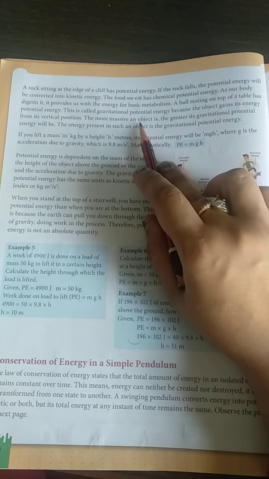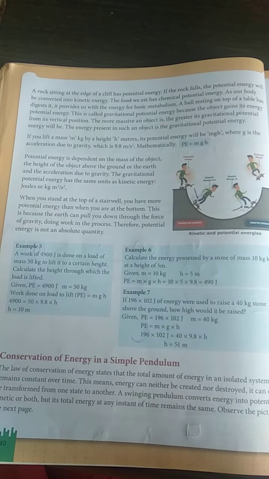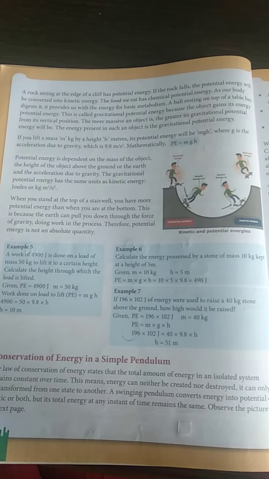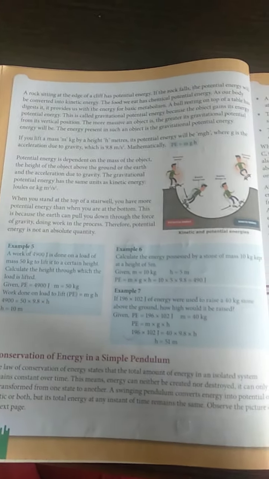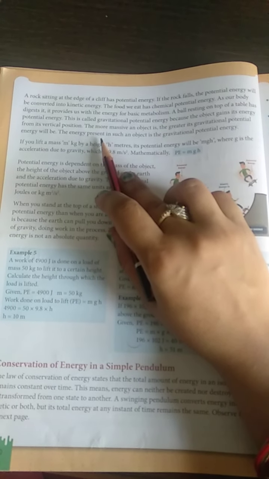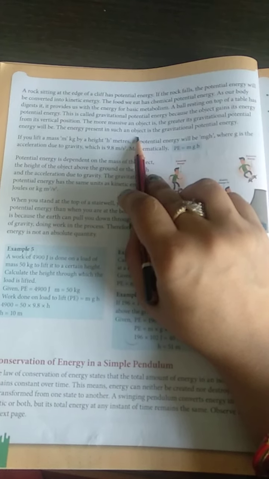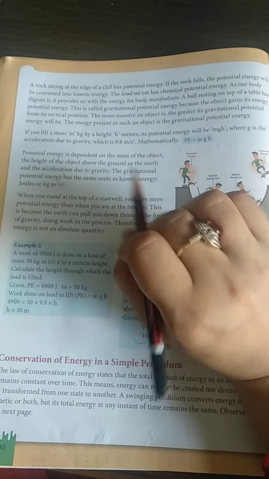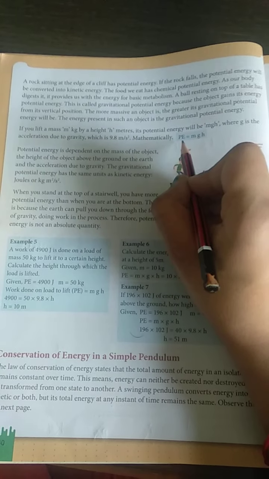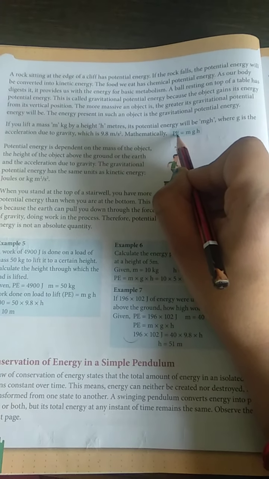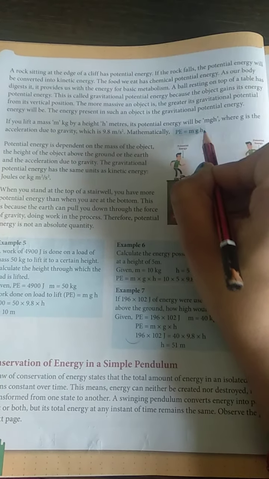So you can imagine, the more massive an object is, or when the object is at greater height, it has greater gravitational potential energy. So the energy present in such an object is called gravitational potential energy. How do you calculate potential energy? Potential energy is calculated by PE = mgh.